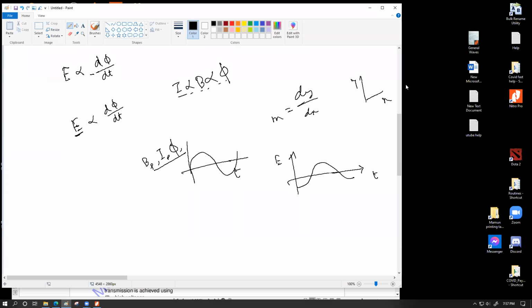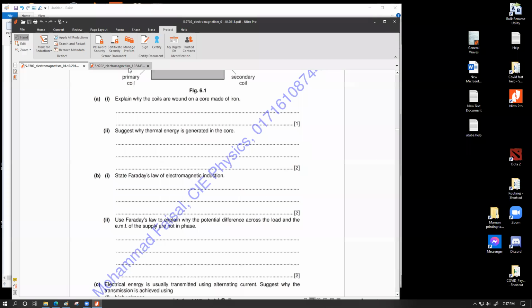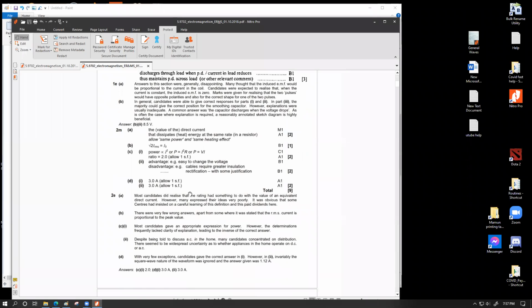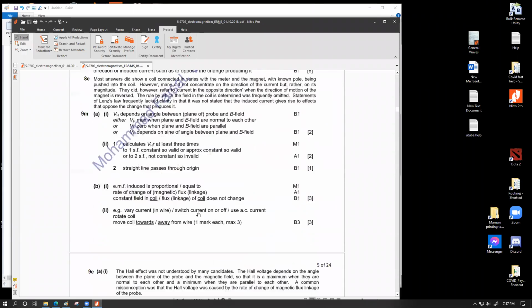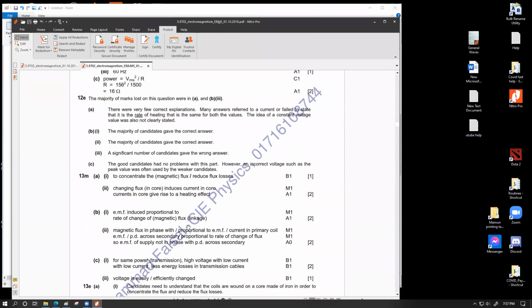I'll have a look at the mark scheme language for 13B. In the 13B question, the EMF induced is proportional to the rate of change of magnetic flux linkage. So, B2, sorry: the magnetic flux is in phase with, or proportional to, the EMF or current of the primary coil.